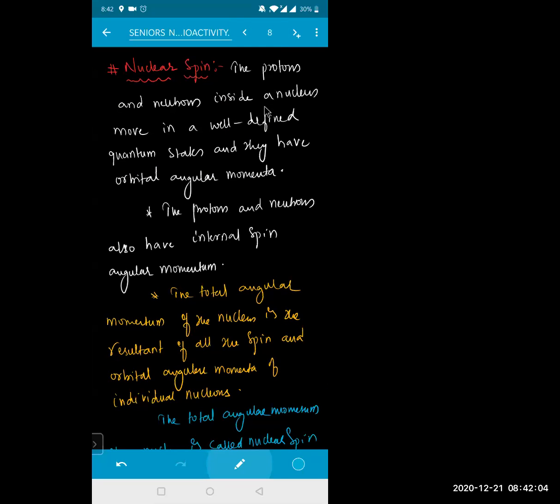The protons and neutrons inside a nucleus move in well-defined quantum states, and they have an orbital angular momentum. The protons and neutrons also have an internal spin angular momentum. So the total angular momentum of the nucleus is the resultant of all the spins and all the angular momenta of the individual nucleons. That means the total angular momentum of a nucleus is called the nuclear spin of that nucleus. Clear for everyone? Okay now? Sure.